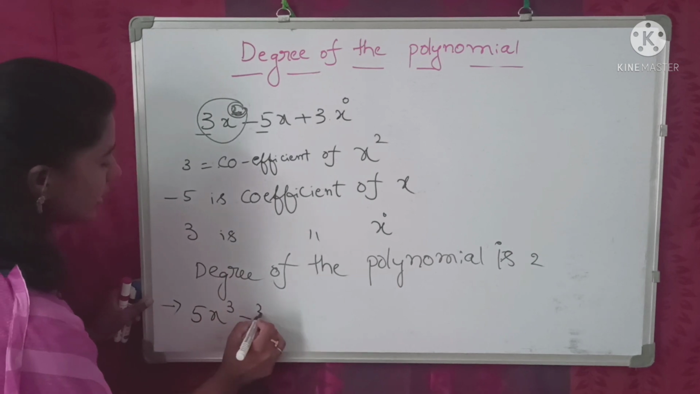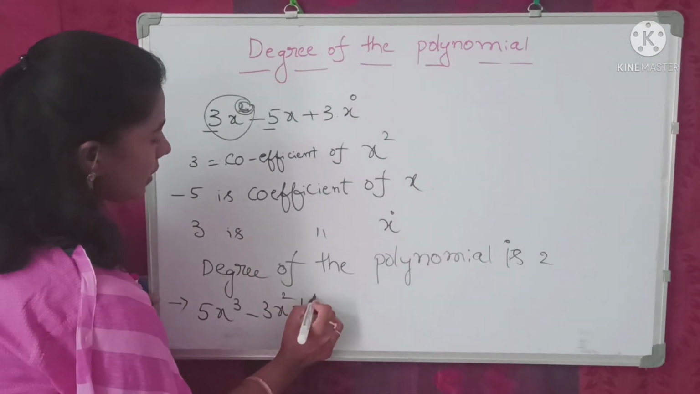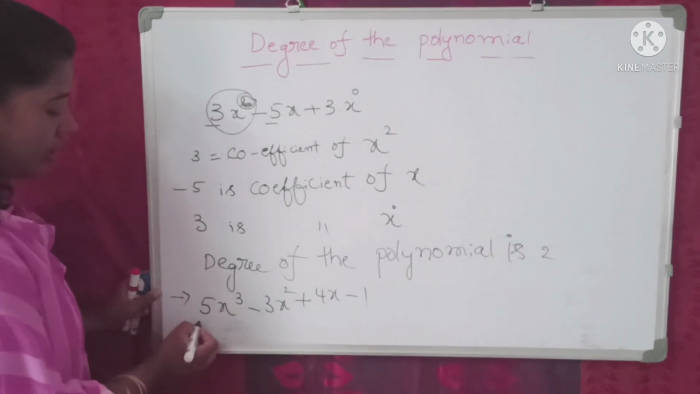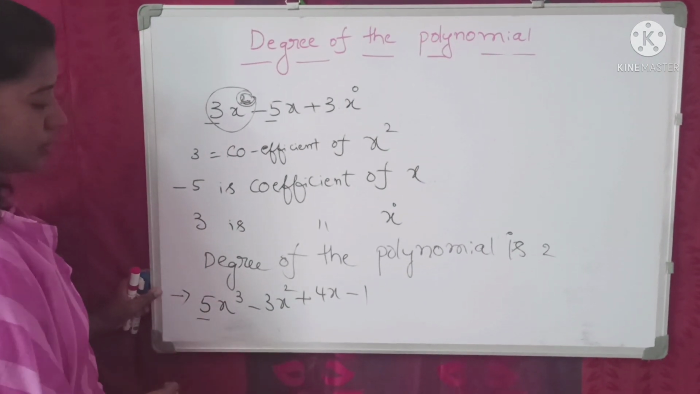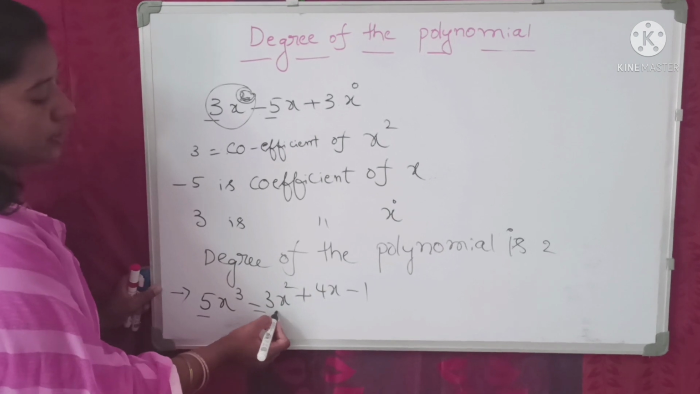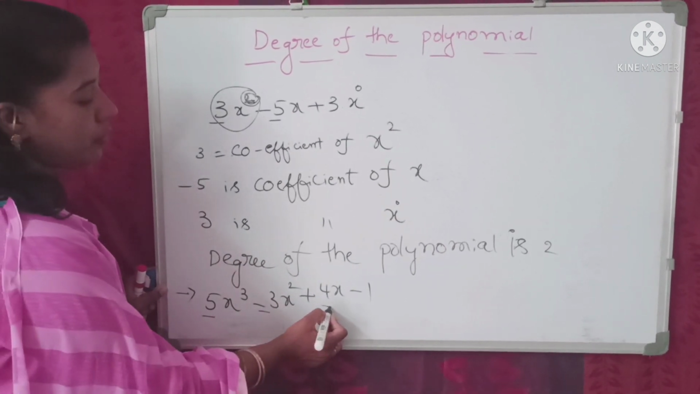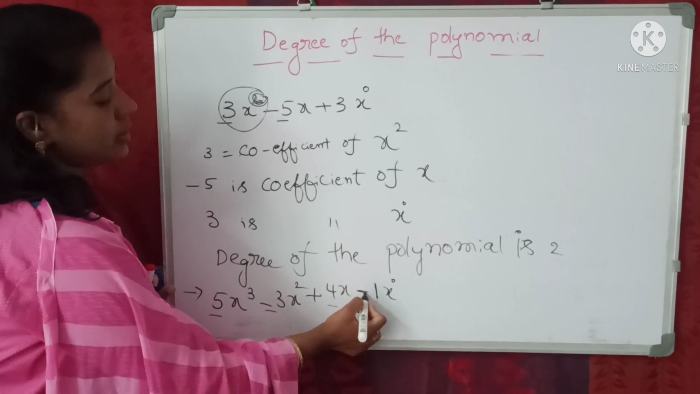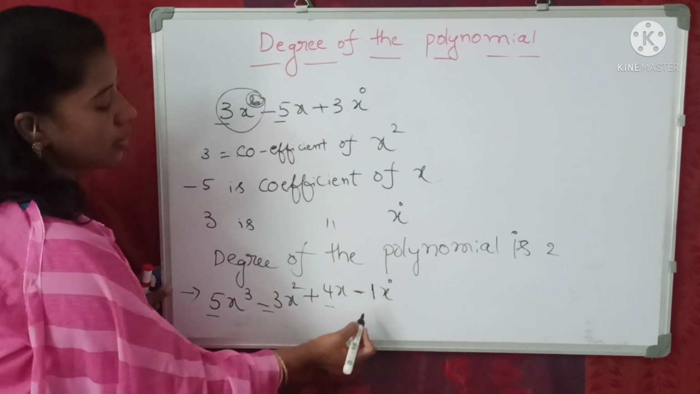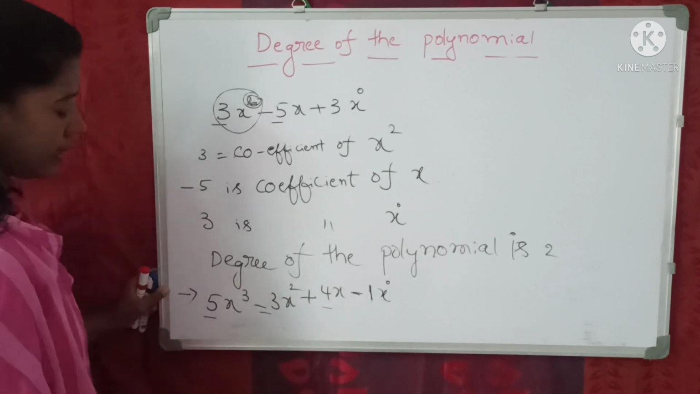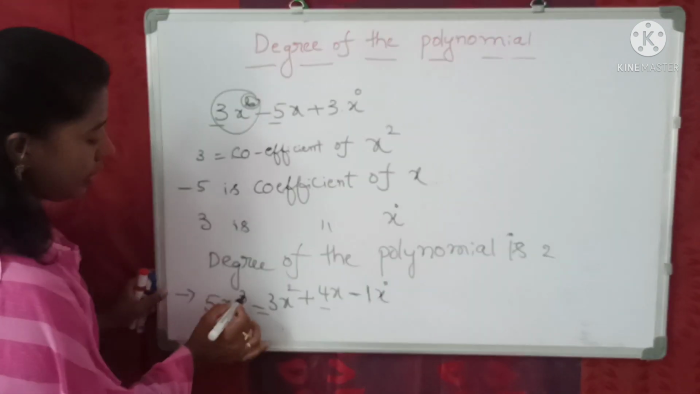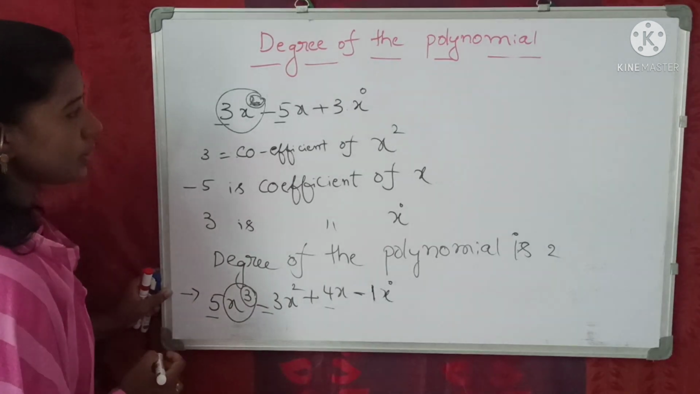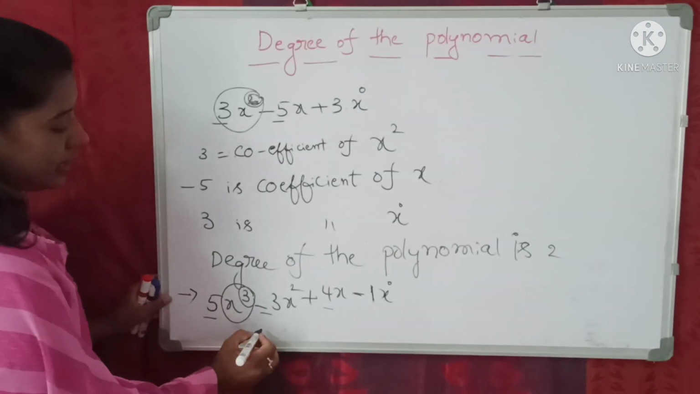5x cube minus 3x square plus 4x minus 1. In this polynomial, 5 is the coefficient of x cube, minus 3 is the coefficient of x square, and 4 is the coefficient of x. Minus 1 is the coefficient of x to the power of 0, or minus 1 is a constant. In this polynomial, the highest power of the given variable is 3. So the degree of the polynomial is 3.